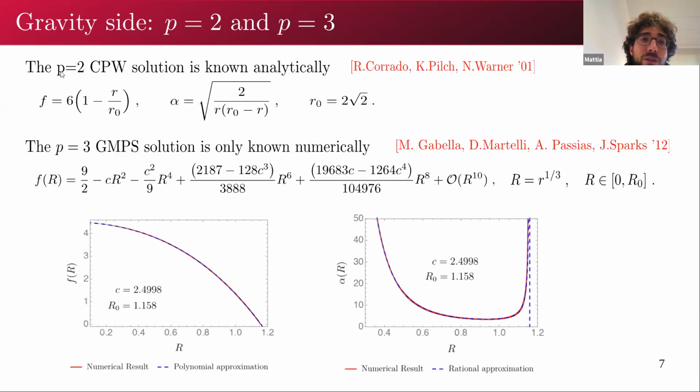So by fixing the p, we see that we recover two kinds of deformations of the ABJM theory from the dual gravity side. In particular, the p=2 Corrado-Pilch-Warner geometry solution can be derived analytically from this general framework described before, by setting these values of the metric functions and of r naught. While the cubic solution, so to say, that we would call GMPS, is unfortunately only known numerically. And here we derived it independently.